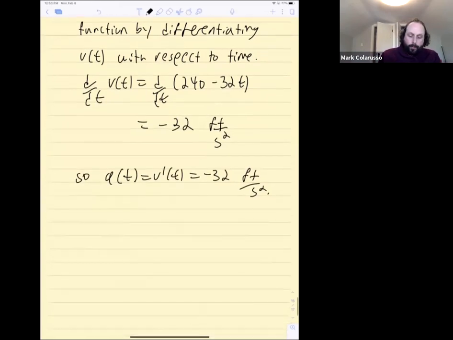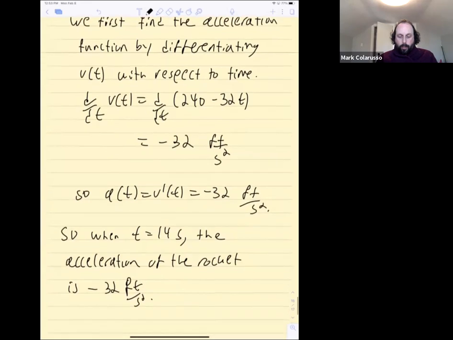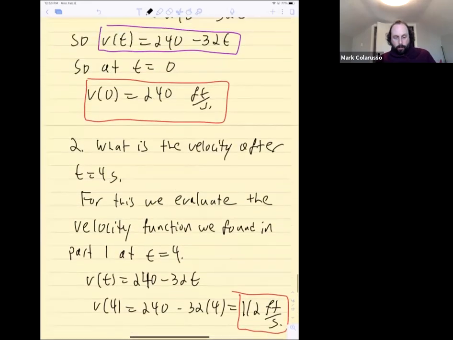But we should say, so when t is 14 seconds, the acceleration of the rocket is minus 32 feet per second squared. Now the negative here has some meaning, right? So let's go back up to this little picture that I drew. Where did it go? With the rocket here.